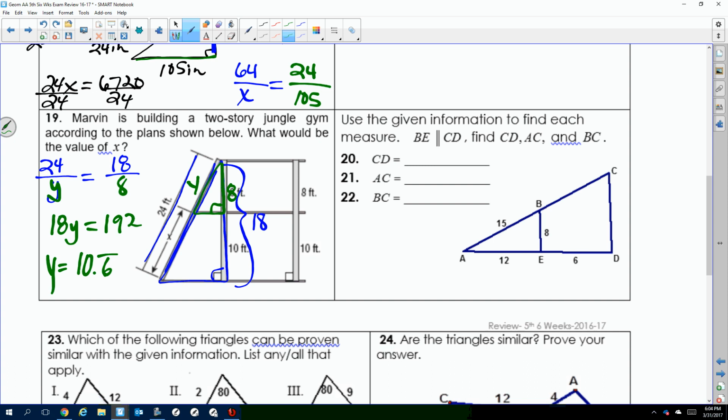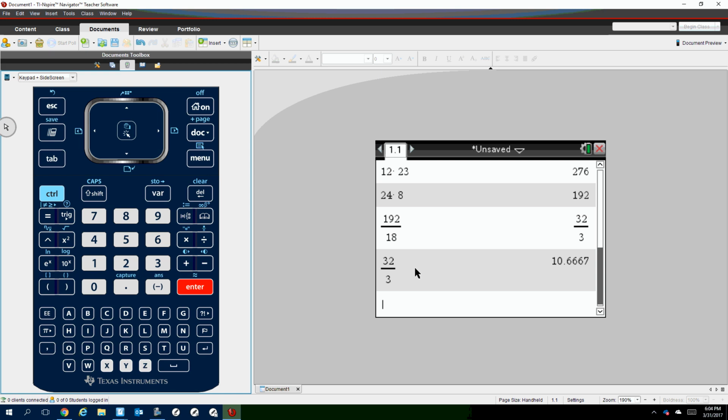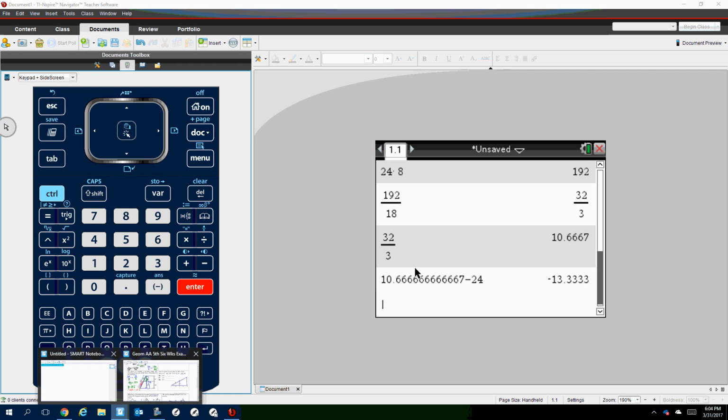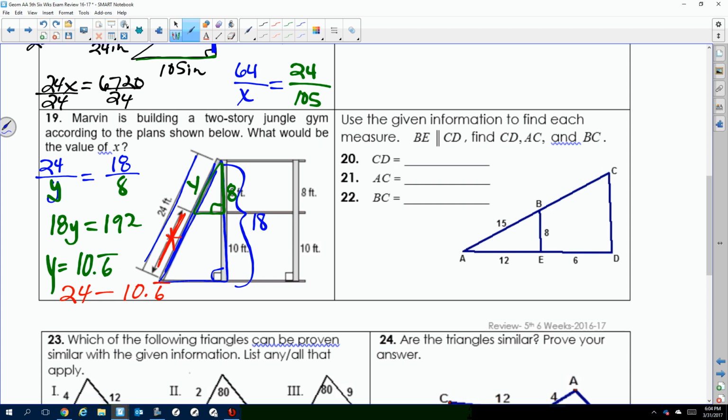So we're trying to find x. Think about that. To get to the x, this missing piece represents x. Well, I just have to say, okay, let's take the 24 minus our 10.6 repeating. If I just subtract 24 from it, I get a negative, but we know we're taking the smaller piece from the big piece. It's just because I said minus 24. So really, our answer for x is 13.3, which is 13 and a third. But if you said x is 13.3, you would be fine. You would get good credit for that.